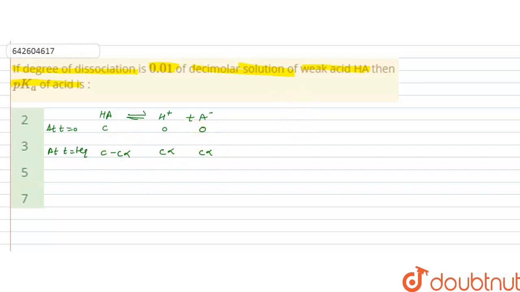Now, first we have to calculate the Ka, that is the dissociation constant for the acid, which is the same as the equilibrium constant. That is given by concentration of the products raised to the power of the stoichiometric coefficient divided by concentration of reactants raised to the power of the stoichiometric coefficient. Now the concentration of products, H plus and A minus, will be C alpha into C alpha divided by C into 1 minus alpha, because it is C minus C alpha, so if we take C common, it will be C into 1 minus alpha. Here one C will be cancelled, so we will have C alpha square upon 1 minus alpha.